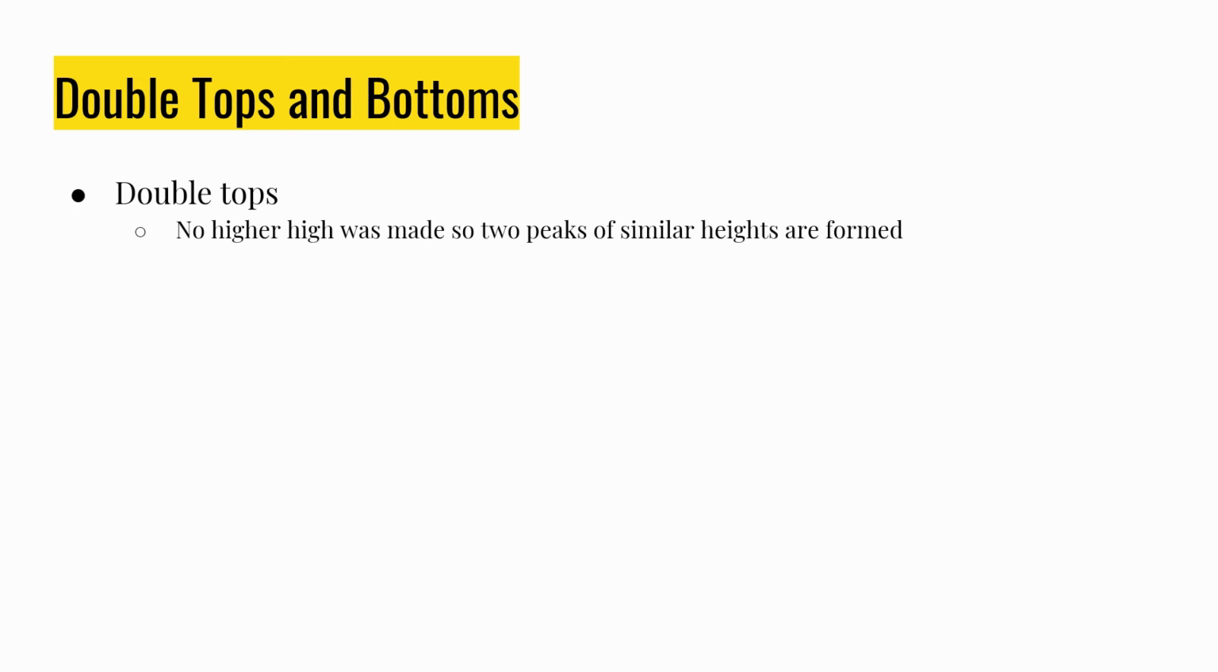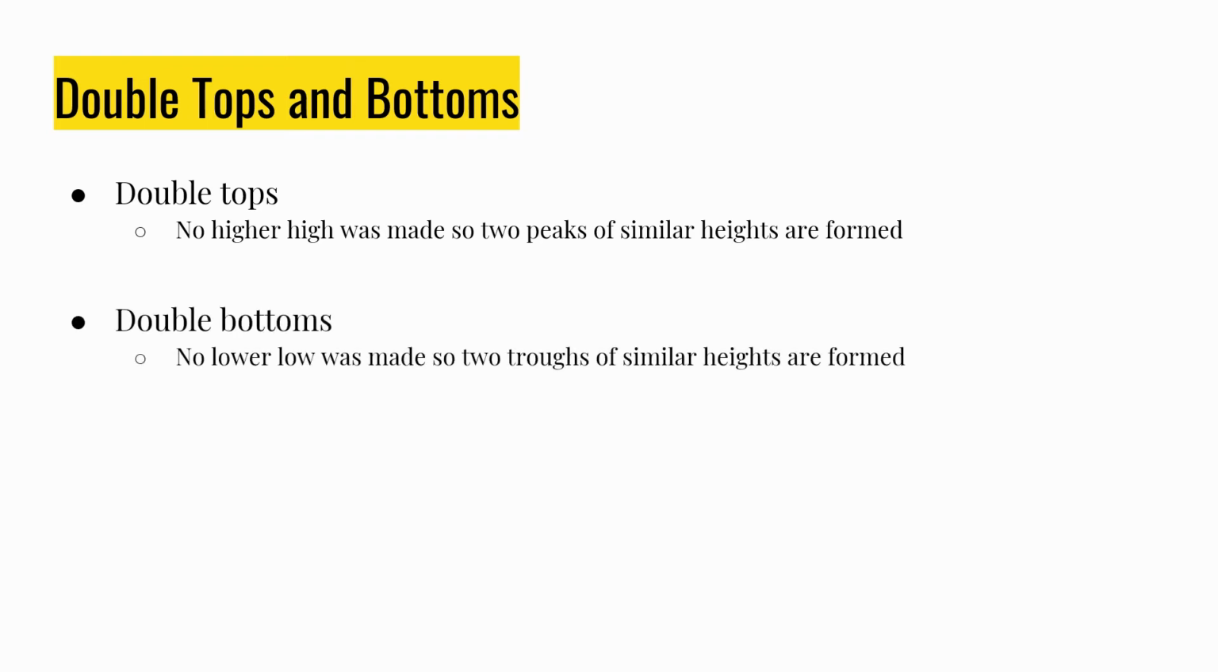Now that we're done with triple tops and bottoms, let's move on to double tops and bottoms. This concept is extremely similar to triple tops and bottoms. The only difference is that there are only 2 peaks instead of 3. A double top is when no higher high was made, so 2 peaks of similar heights are formed. A double bottom is when no lower low was made, so 2 troughs of similar heights are formed.